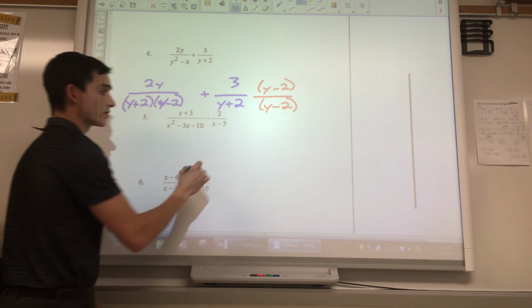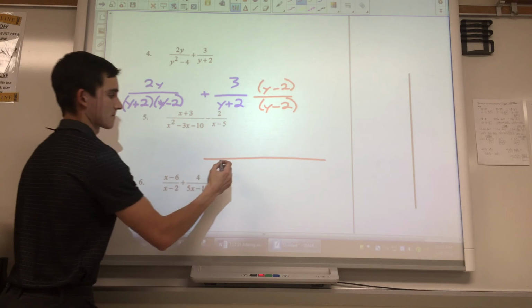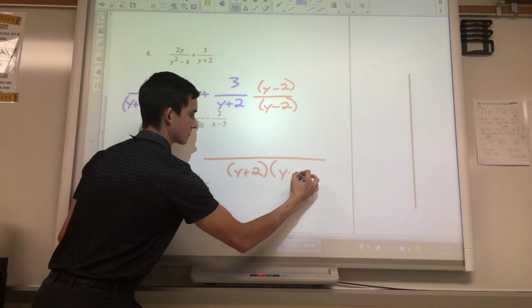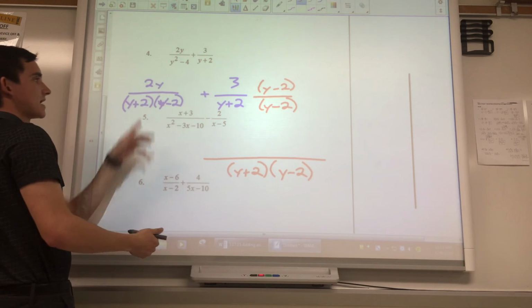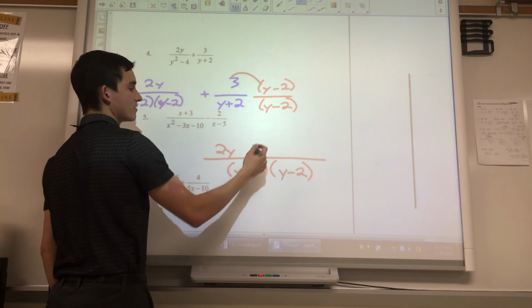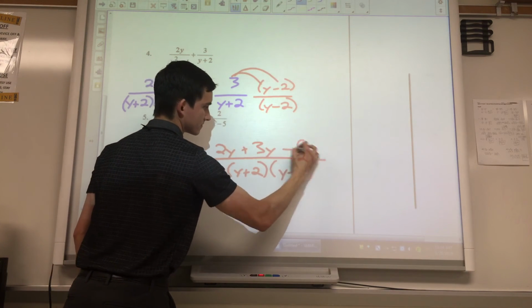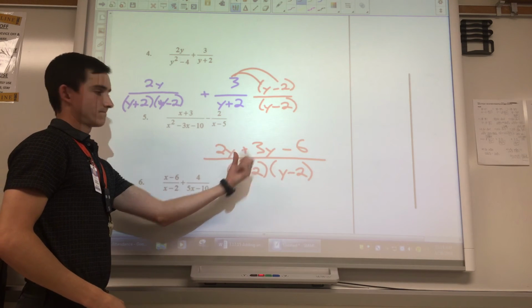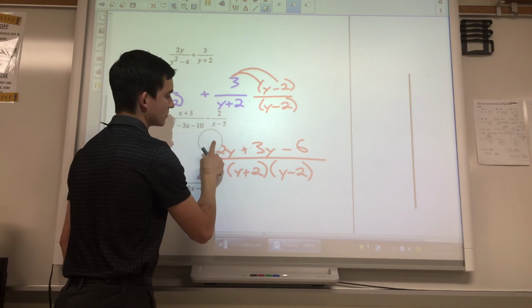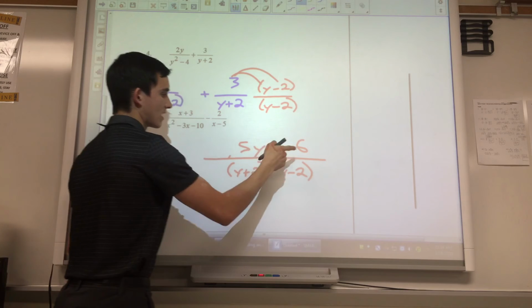So again, the way my mind works, I already know the common denominator. What's the common denominator? Y plus 2, y minus 2. Up top, I still have the 2y. We didn't do anything over there. And then I have 3y. And I have 3 times negative 2. So would it be 5y minus 6? Yep. And can't you put y squared minus 4 at the bottom, or is it right there? Good question. Okay, so that combines to be 5y minus 6.